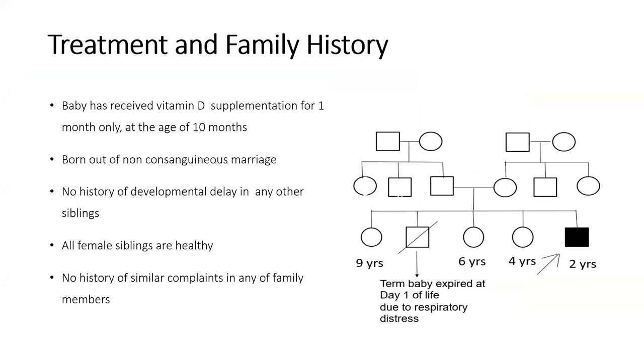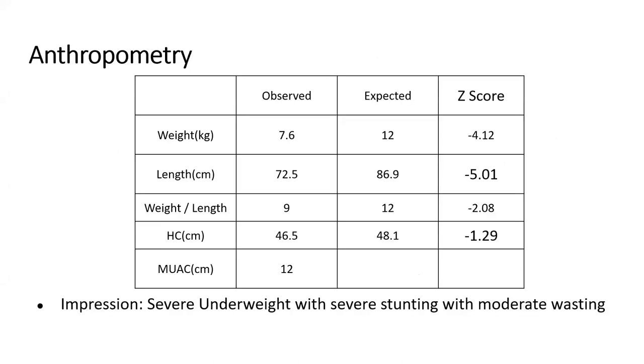On treatment and family history, the baby received vitamin D for 1 month at 10 months of age, and was born out of a non-consanguineous marriage. There is no history of developmental delay in any other siblings. All female siblings are healthy. No history of similar complaint in any family members. And there is history of expiry on day one of life of a male child due to respiratory distress.